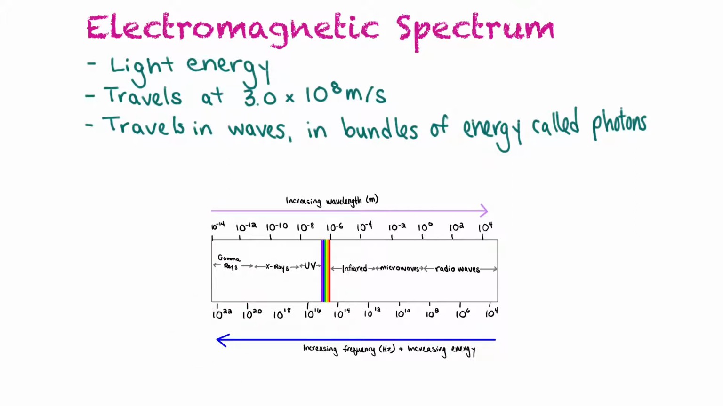If you look to the left of the visible spectrum, you have UV rays, which we know are dangerous. They can cause skin cancer and mutations in our DNA. X-rays, we also know can be dangerous. We have to limit our exposure to them. And then gamma rays, which are really high energy waves and are very dangerous. Now, if you go to the right of the visible spectrum, we have infrared, which is low energy, microwaves, and radio waves. These are lower energy waves and less dangerous.